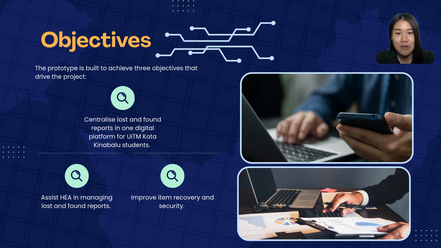The third objective is to improve item recovery and also security. This is achieved through smart matching, student ID verification, personal ownership questions, and also reward points. These features are important because the system is not only about finding the items faster, but also about making sure the item is returned to the correct person. Together, these objectives support the main purpose of Find It Campus, which is to improve the lost and found process through a more systematic and secure digital approach.